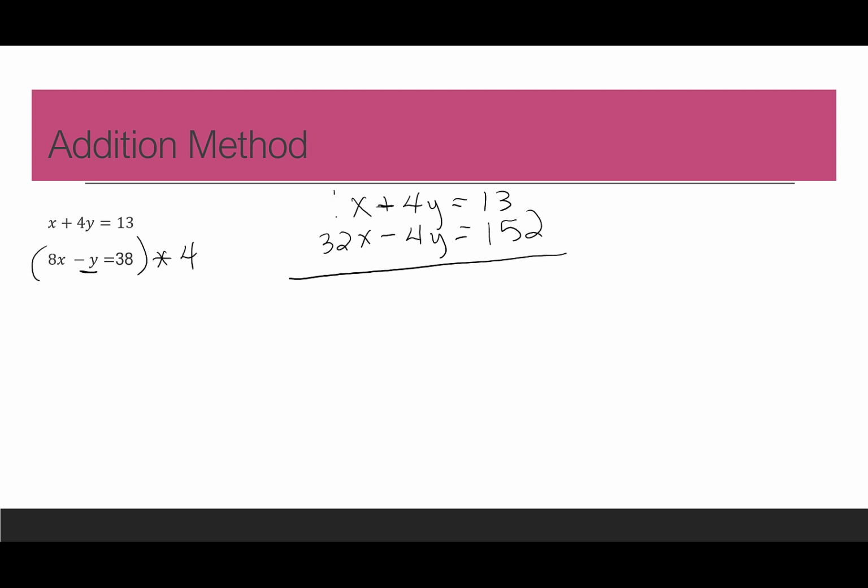Now when I add these together, this is 1x and 32x is 33x. The y's have canceled, and I get 165. When I divide by 33, I get x is equal to 5.